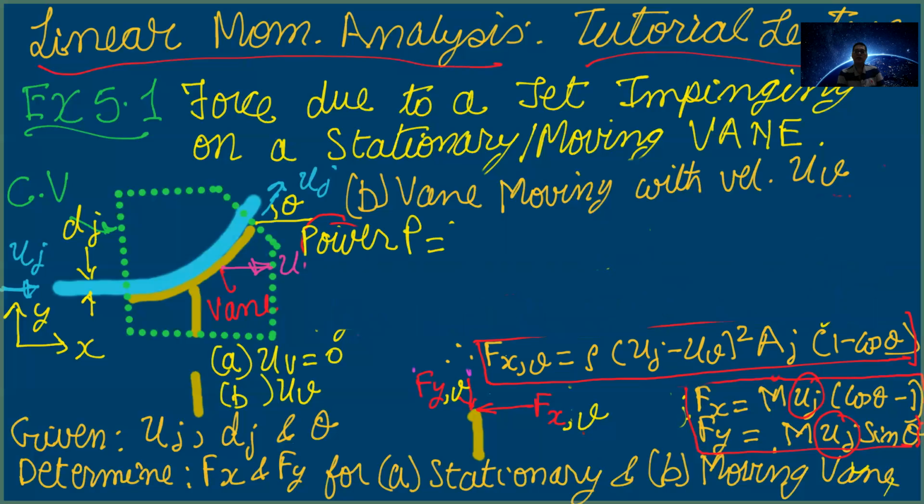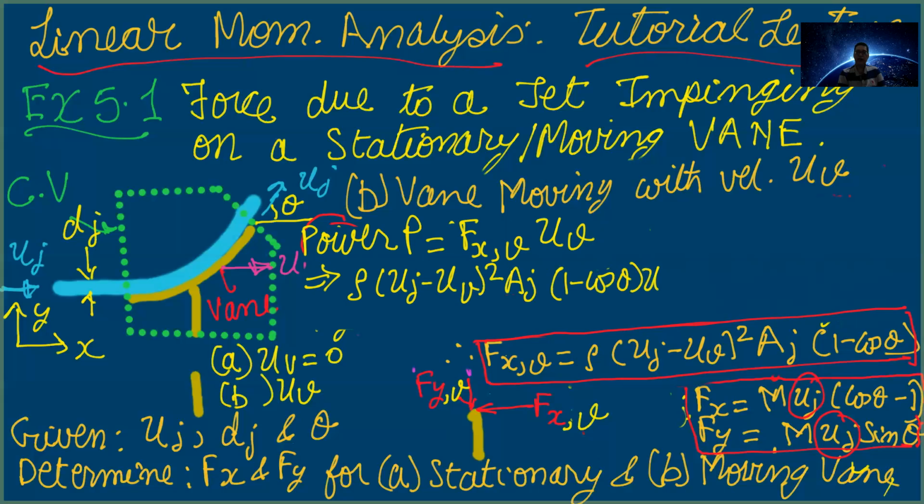Once we obtain the force acting on the vane, we want to calculate the power, because if this vane is, as I said, a blade which is fixed on a wheel, and the wheel is free to move, then you can generate power. So the power generated is given by the force multiplied by the velocity of the vane. If you take the product of this, you obtain an expression which is shown here. This is the power that is generated.